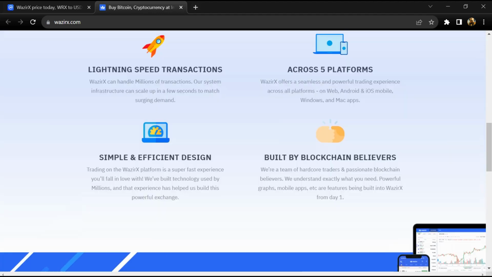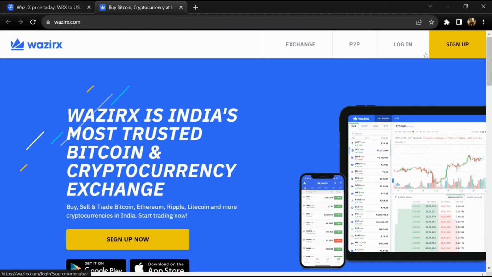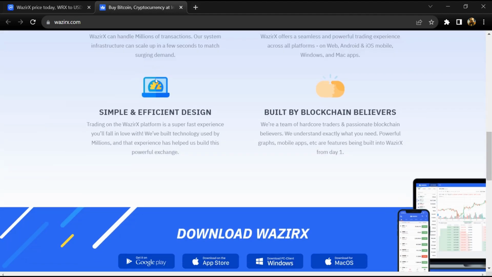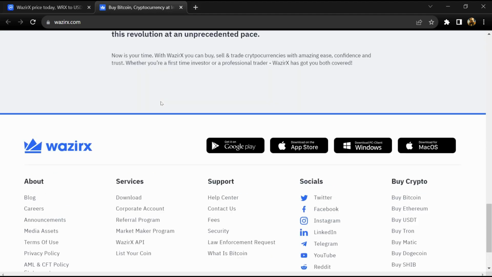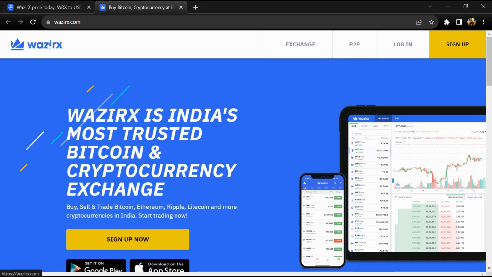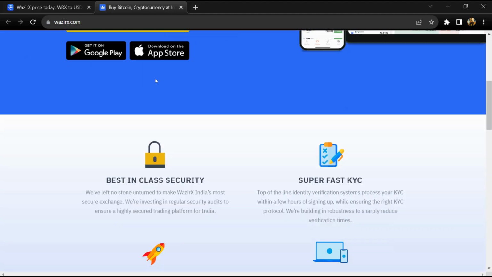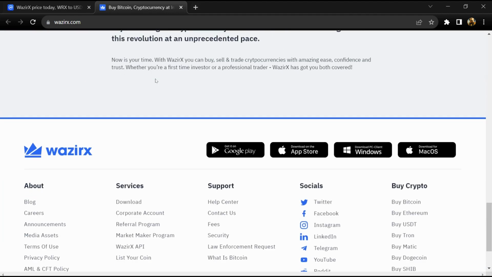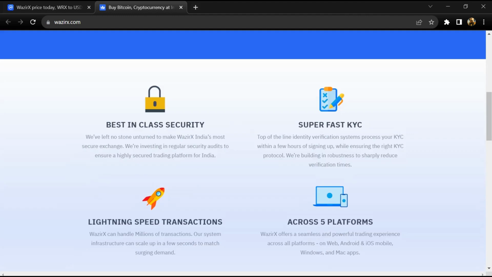WRX is the utility token of WazirX. WRX token is based on blockchain. Its total supply is 1 billion and the token holders will be rewarded with various benefits on the trading exchange like trading fee discount, WRX trade mining, token airdrop, margin fee and more.